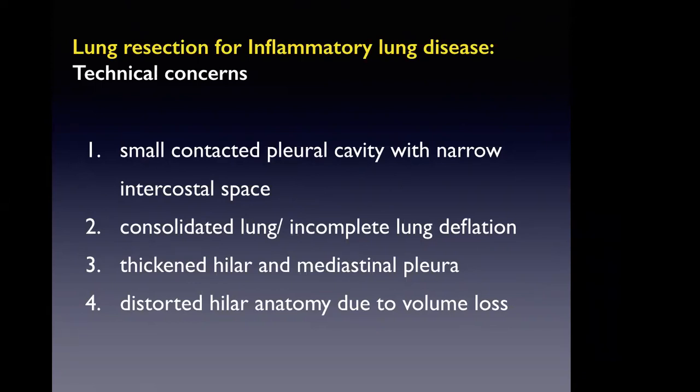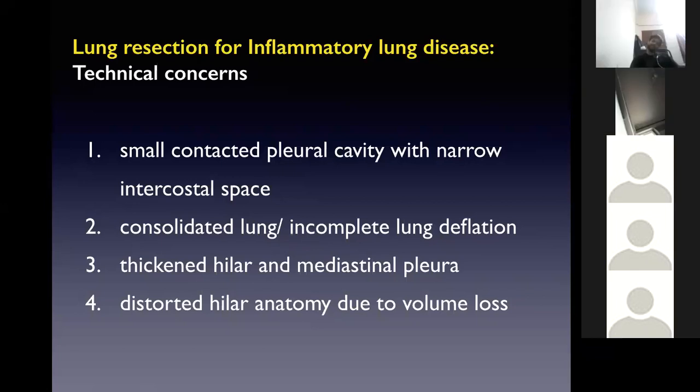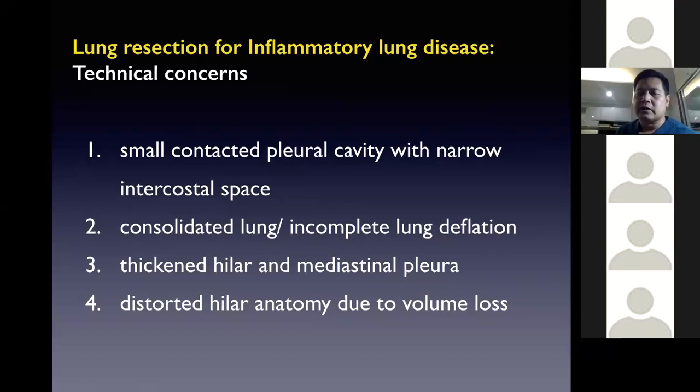Another is you have a lung that's consolidated and does not deflate completely. Even if you have a very good thoracic anesthesiologist who does a good lung isolation, there's always a difficulty for that lung to collapse because it's consolidated because of the infection in that lung. Another is a thickened hilar and mediastinal pleura. It's not like in lung cancer, where you can easily dissect the pleura with blunt and sharp dissection. These are very, very dense adhesions.